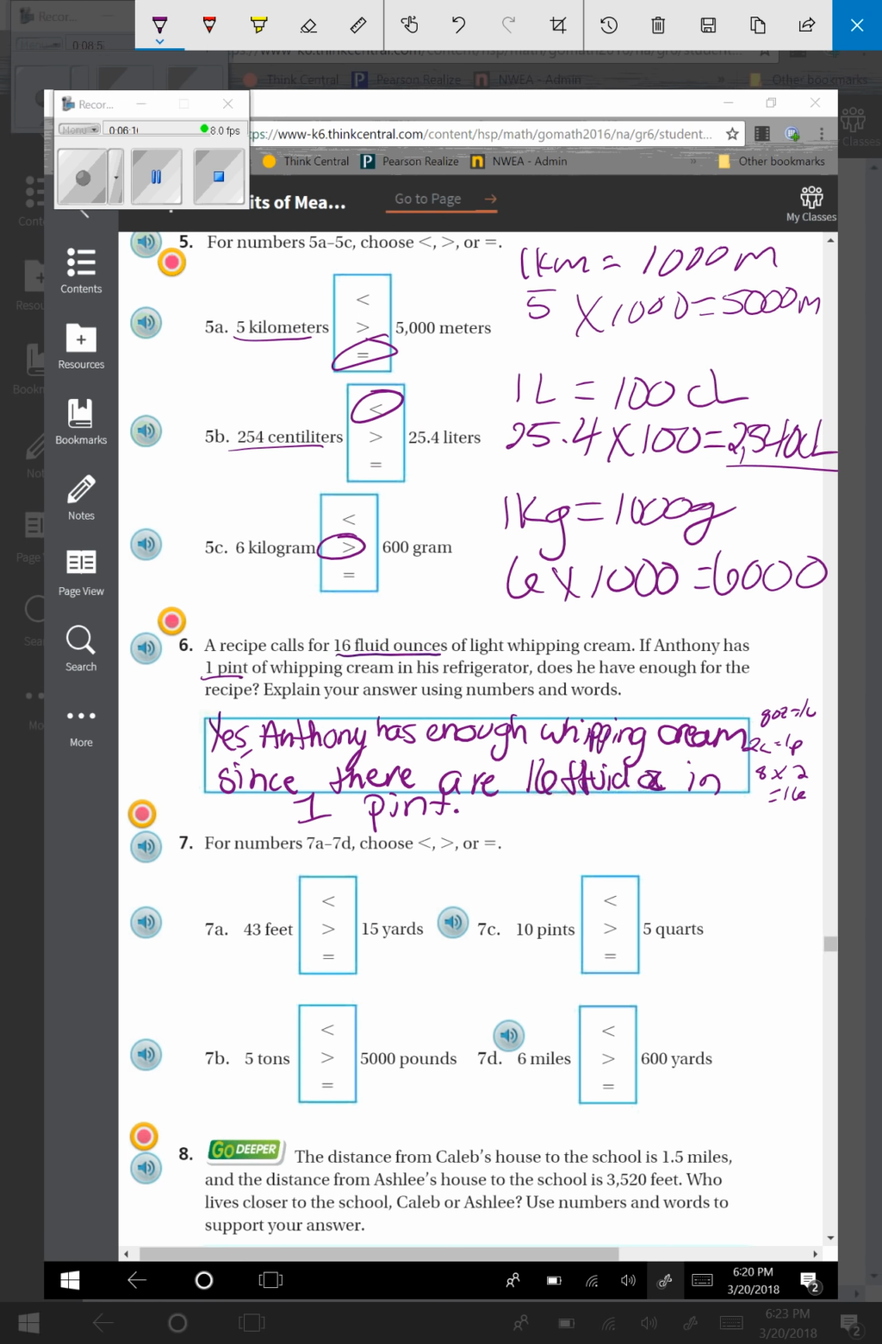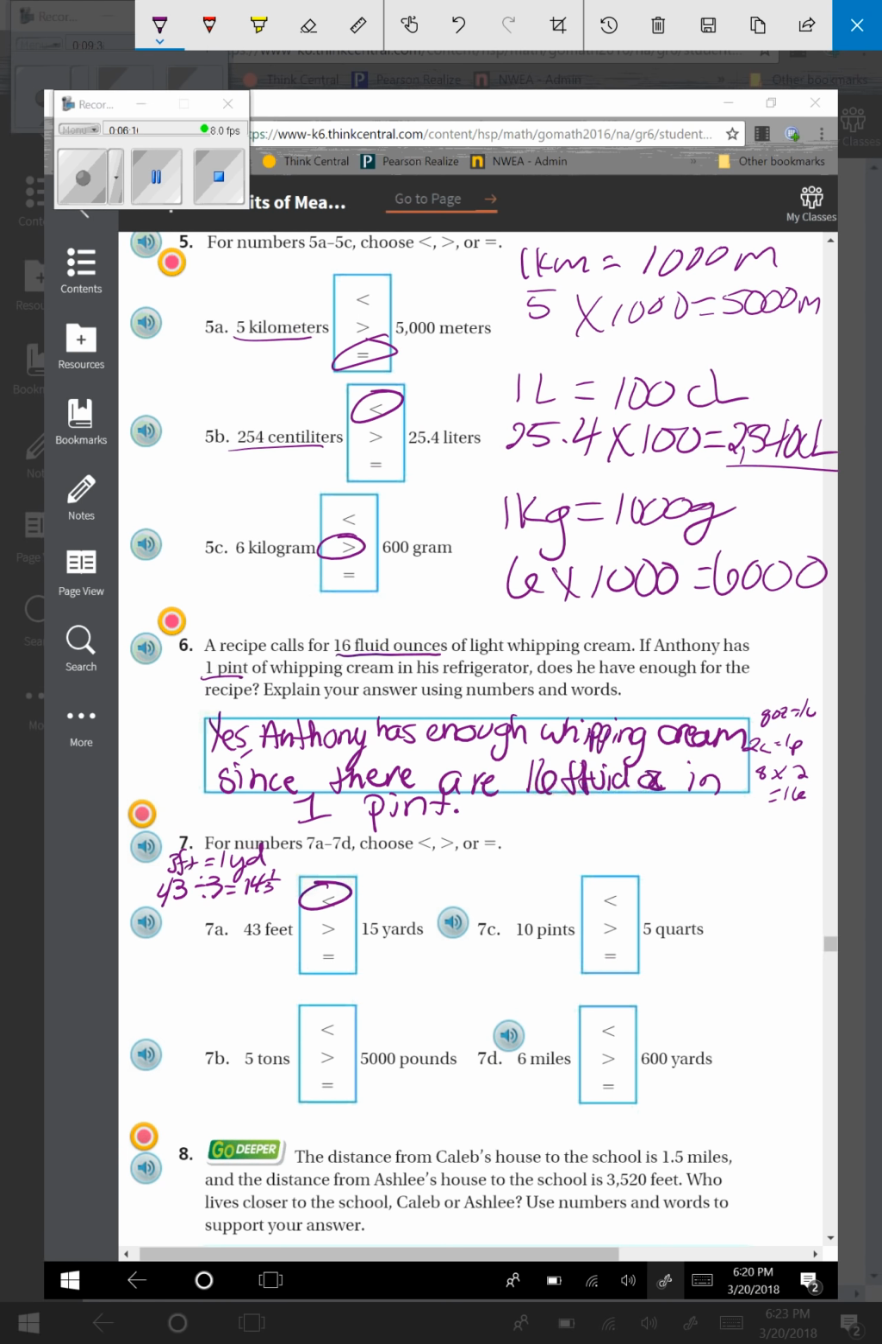For numbers 7a through d, choose less than, greater than, or equals to. So 43 feet and 15 yards. There's 3 feet in 1 yard. So I'm taking 43 divided by 3, which is going to equal 14, or 3 goes into 43 14 times, and there's 1 out of the 3 left. So that makes that less than, because 14 1/3 is less than 15.